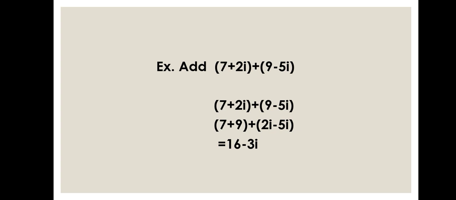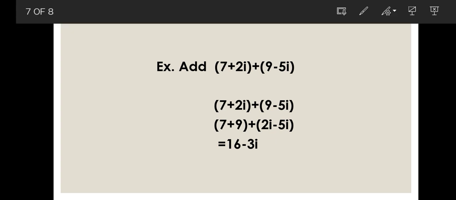Before we end this topic, I'll give you one example, which is addition. The example is 7 plus 2i plus 9 minus 5i. 7 plus 9 plus 2i minus 5i. The result is 7 plus 9 is equal to 16 and 2i minus 5i is equal to negative 3i.